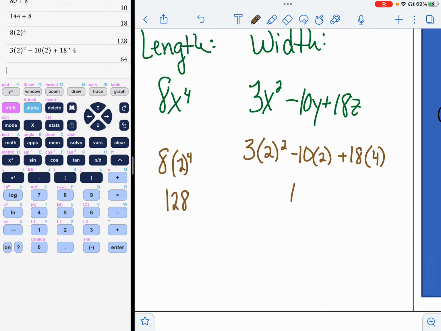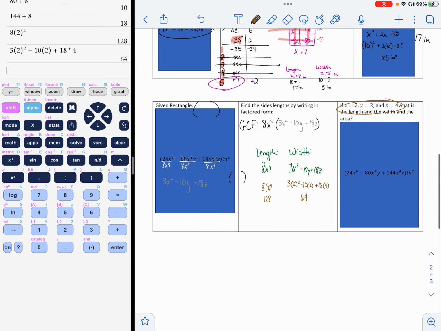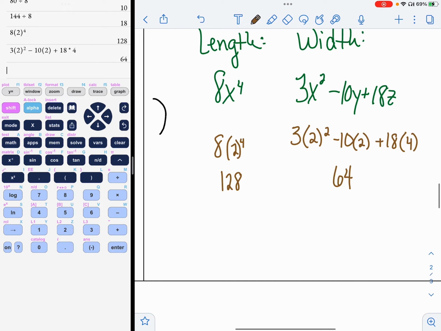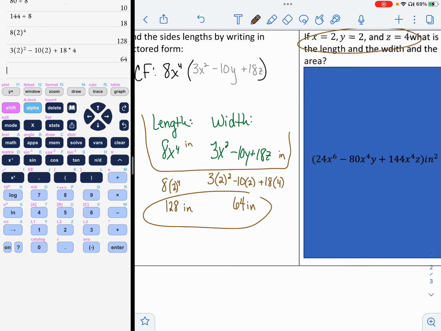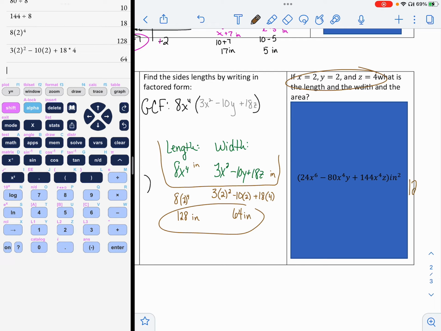And look at that, we get 64. Let's check out what our units were. Inches. Looks like everything was in terms of inches. So I'm going to do inches here and inches here. There's the length and the width, there they are evaluated. The long side is 128 inches and the shorter side is 64 inches.